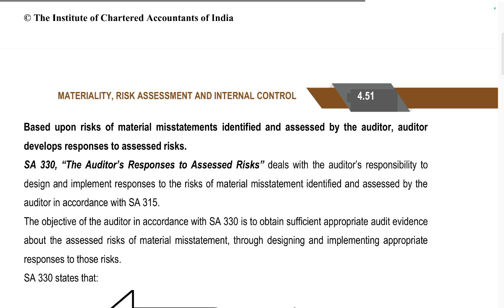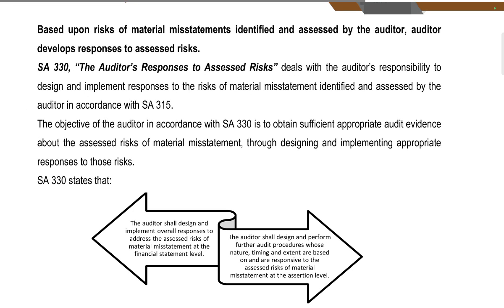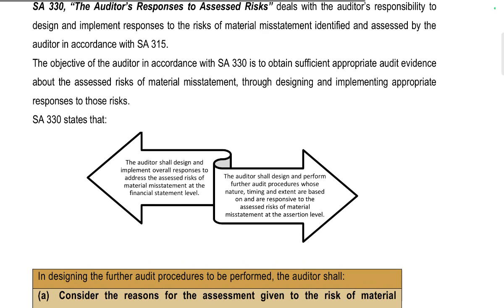Based on the risks of material misstatement identified and assessed in the audit, the auditor develops responses under SA 330, Auditor's Responses to Assessed Risks. It deals with the auditor's responsibility to design and implement responses to the risks of material misstatement identified and assessed by the auditor in accordance with SA 315. The objective of the auditor in accordance with SA 330 is to obtain sufficient appropriate audit evidence about the assessed risks of material misstatement through designing and implementing appropriate responses to those risks.